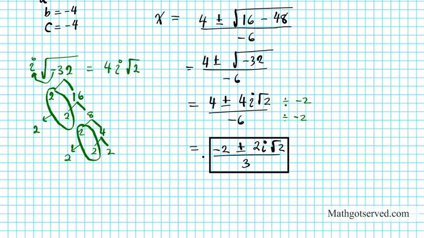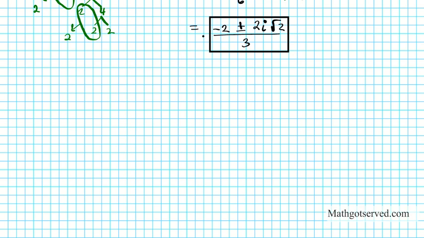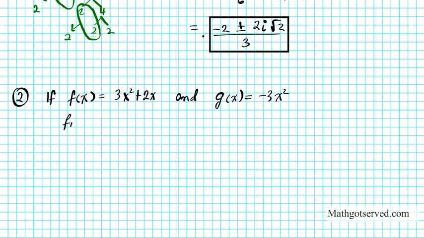Alright, let's move along to question number 2. Question number 2, we're going to be looking at a composition example. So if f of x equals 3x squared plus 2x and g of x equals negative 3x squared, find f of g of x. Okay? Alright, so what on earth does f of g of x mean?